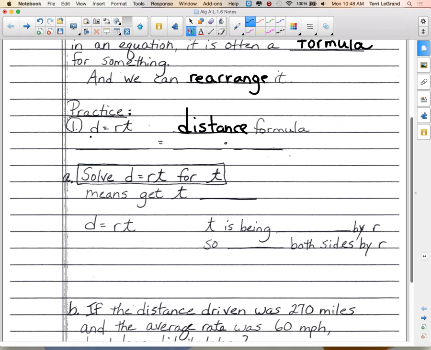So that little d stands for distance, equals, the little r stands for rate, times, and when r is right next to t, there's an invisible multiplication there, RT. The t stands for time. The distance formula does talk about travel. To get the distance, how far you go, take how fast you're going, the rate, and multiply it by how long it took you.